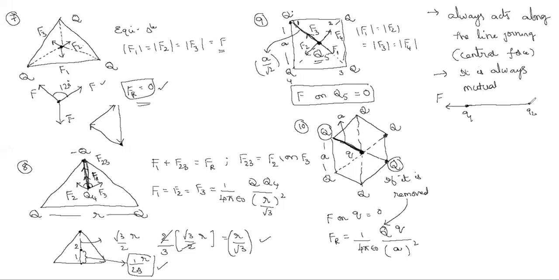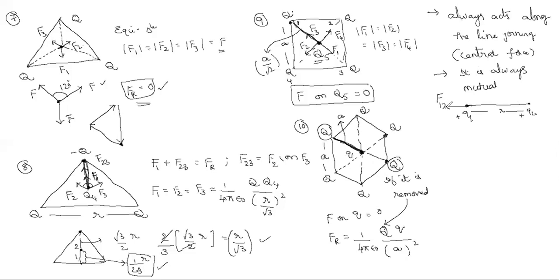Force between two point charges: F = 1 by 4 pi epsilon naught, Q1 Q2 by R square. My question is, is that force on Q1, or on Q2, or on both? On both, sir. Since they are like charges, can I draw the direction of force on Q1 in this direction? Yes, sir. This is the force on Q1.